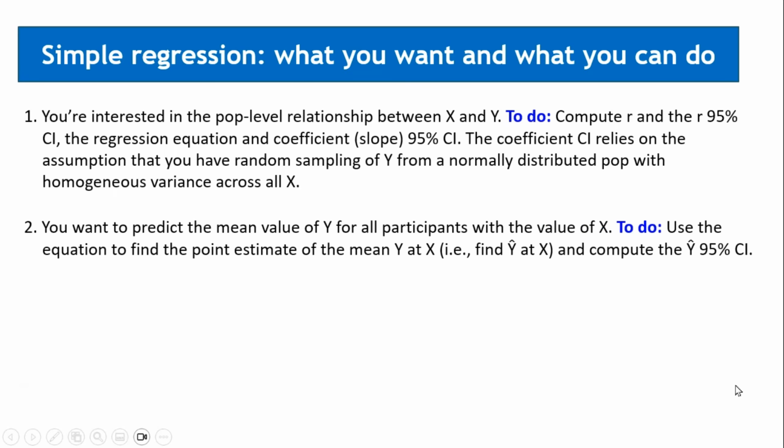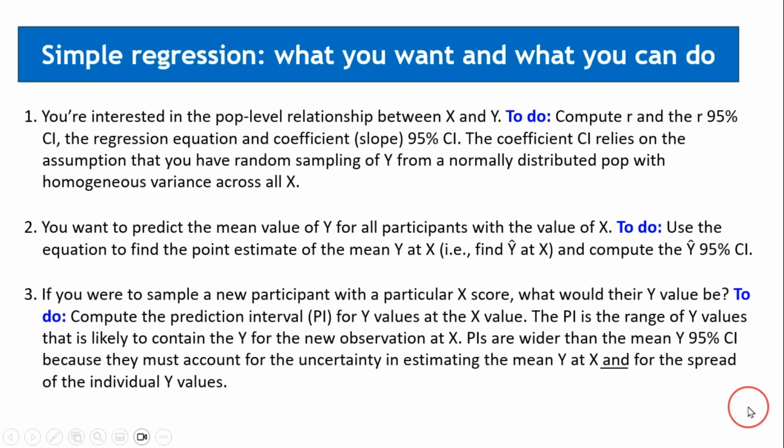And then the second thing would be what we've already talked about. You want to predict the mean value of Y for all participants with a value of X. So to do that, you would use the equation to find the point estimate of the mean Y at X, that is, find Y hat at X, and then compute the predicted Y 95% confidence interval.